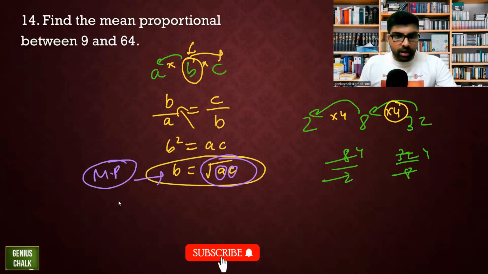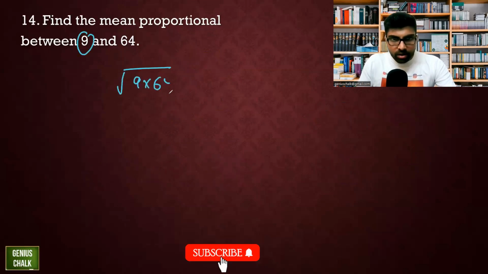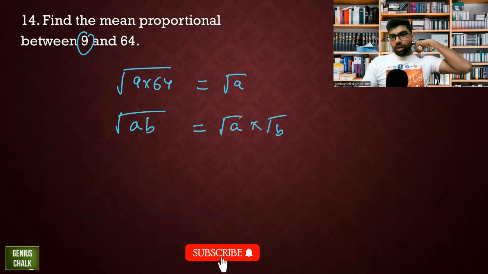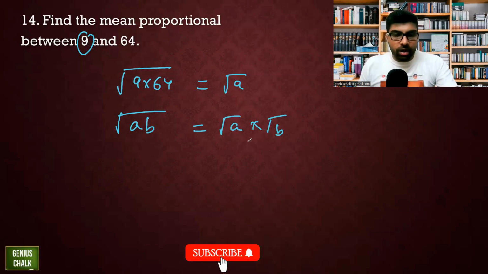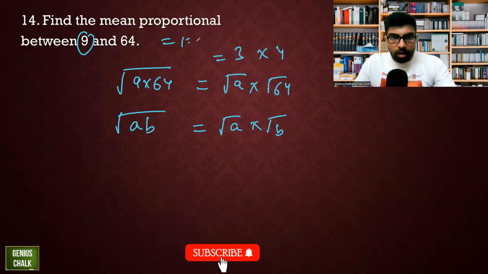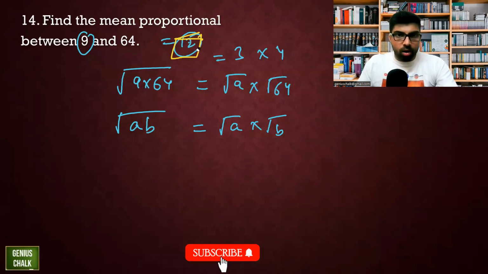Okay, so let's find it. It is root of 9 and 64. You know what is root? I can write this like this also, because there is a rule: root of AB can be written as root of A into root of B. So I can further write it as root of 9 into root of 64. What is root of 9? This is 3. And root of 64 is 4. That means the answer must be 12. So 12 has to be my answer for the mean proportional of 9 and 64.